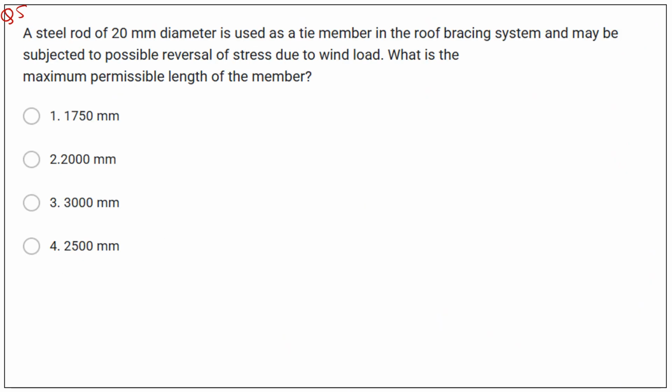Then the fifth question. A steel rod of 20 mm diameter is used as a tie member in the roof bracing system and may be subjected to permissible stress due to wind load. What is the maximum permissible length? Permissible length means L effective. So to find L effective, first we need the lambda value, then the r value.